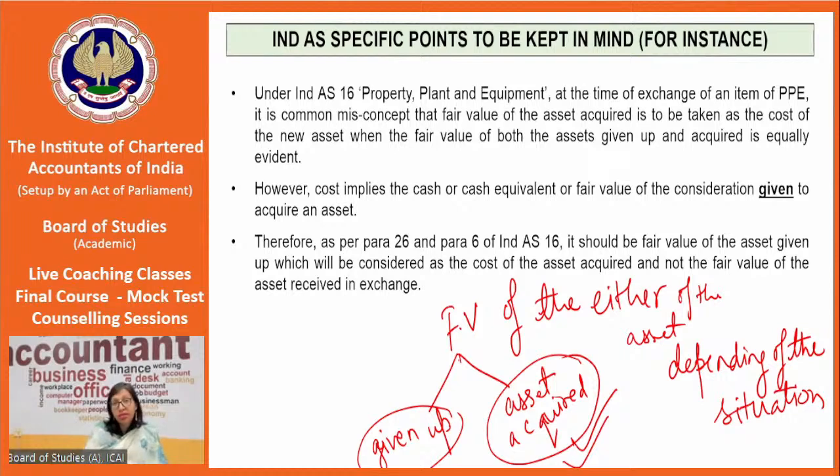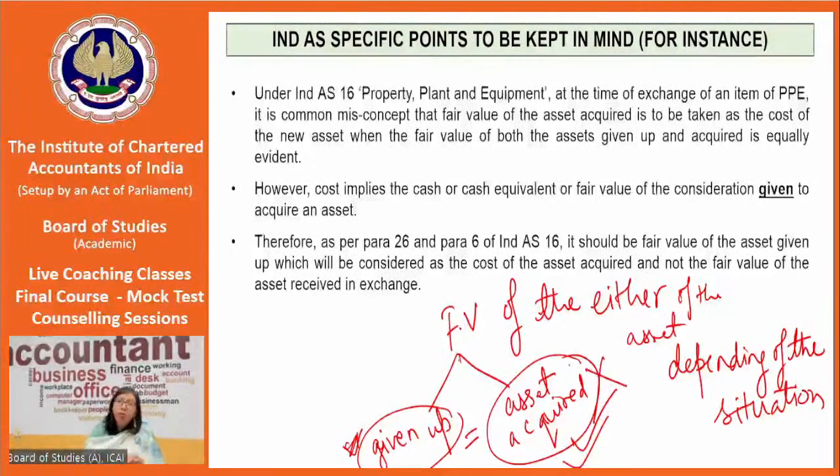The mistake students make is that in a situation when both the fair values are given, the fair value of the asset given up and the fair value of the asset acquired, students assume that they have to take the fair value of the asset acquired, which is not correct. They are not supposed to record the value of the new asset from the fair value of the asset acquired.